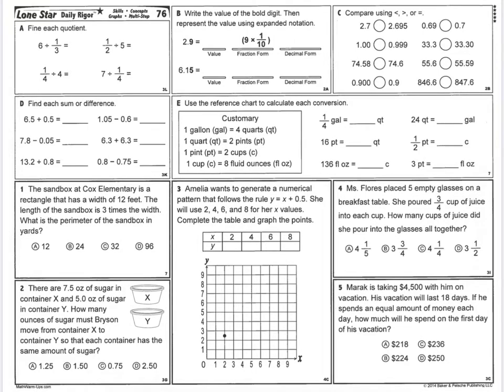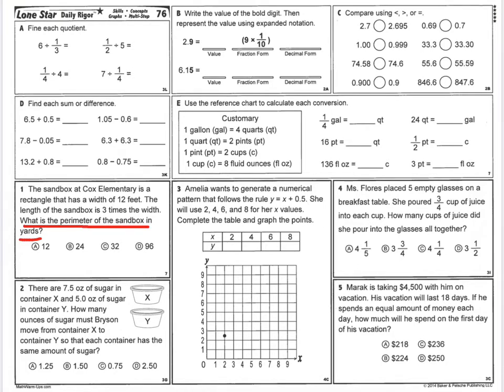Okay, Lone Star 76, number 1. The sandbox at Cox Elementary is a rectangle that has a width of 12 feet. The length of the sandbox is 3 times the width. What is the perimeter of the sandbox? So they're looking for a perimeter.